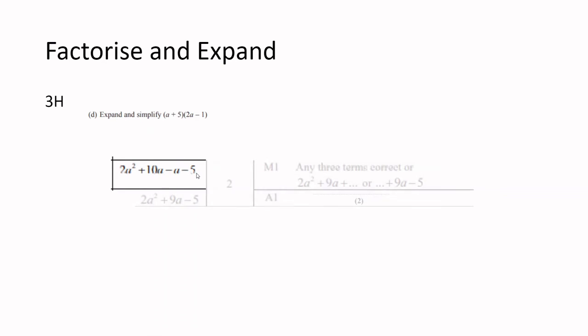Next for question D, expand and simplify. Here's a mark scheme answer. I would have started with a times 2a, making my 2a squared, and then done a times -1, giving my -a, so slightly different order here. And then 5 times 2a gave me my +10a, and 5 times -1 gave me my -5. Of course, we need to simplify this, grouping like terms. My +10a minus my a gives me my 9a. Note my method marks. For any 3 correct terms, I get 1 method mark, but of course, you need to have all 4 of these terms correct in order to get the correct answer, and you get 1 mark for the answer.